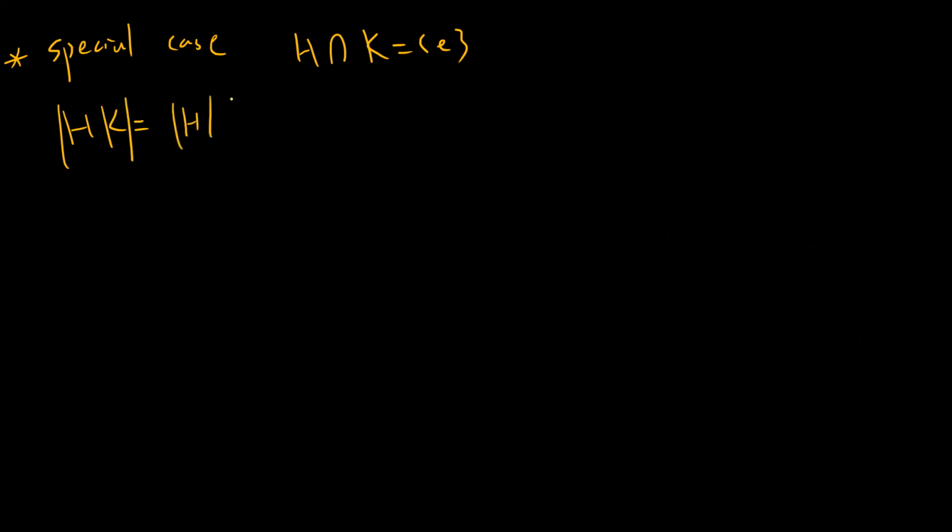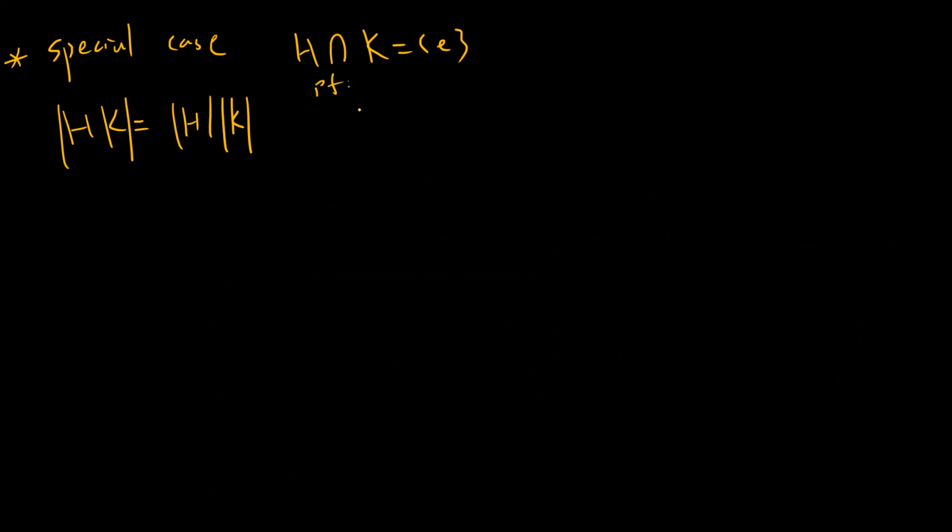Okay, so the proof that's talking about special case. The special case will give you an idea why this is true. Suppose that H intersection K is only identity. I want to show that the order of HK equals the order of H times the order of K.